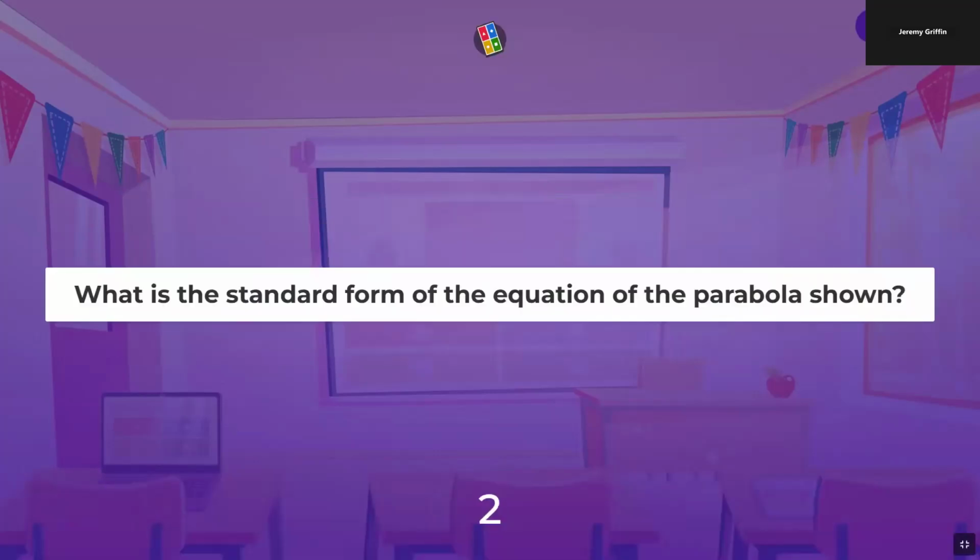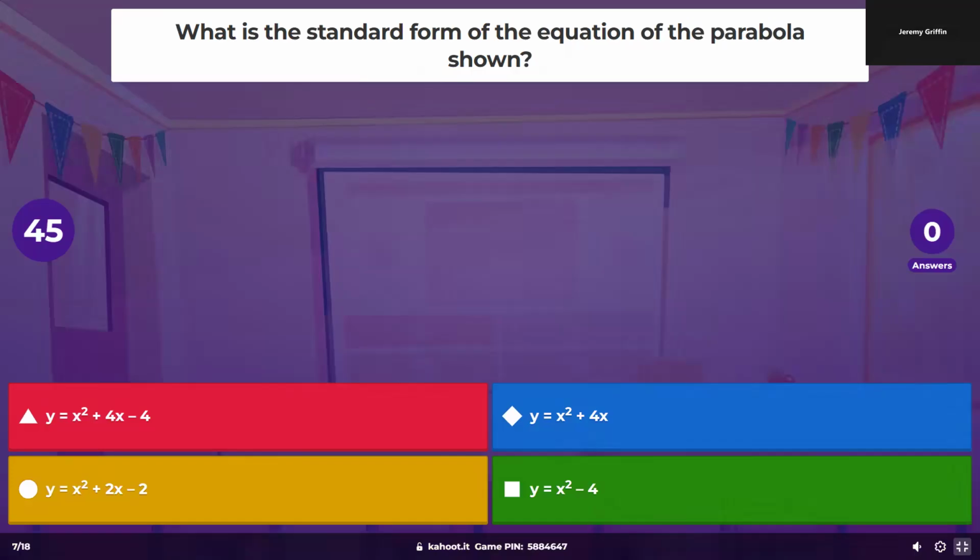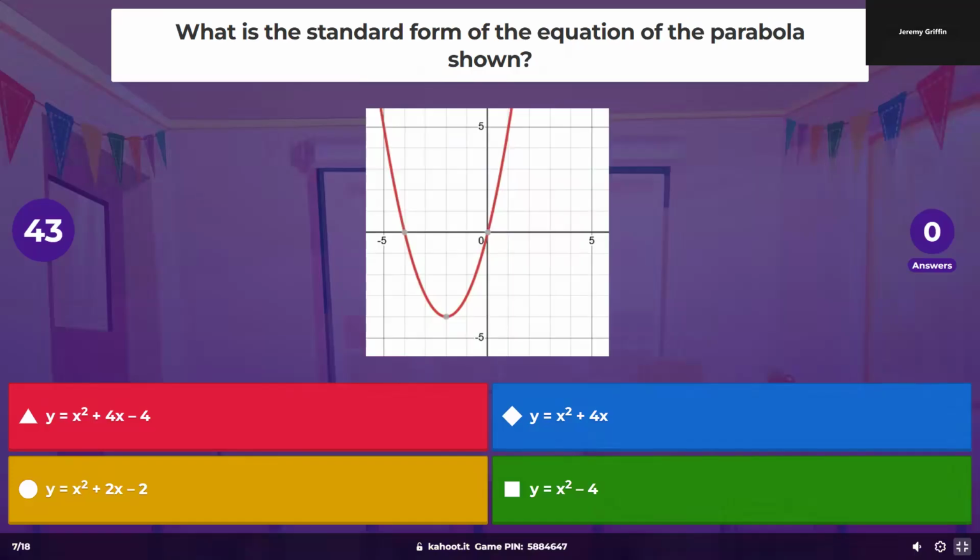What is the standard form of the equation of the parabola shown? So the vertex form would be, let's see, y equals x plus 2 quantity squared and then minus 4. Right, so take x plus 2 quantity squared minus 4. FOIL out the x plus 2 being squared, and after that, subtract out 4.